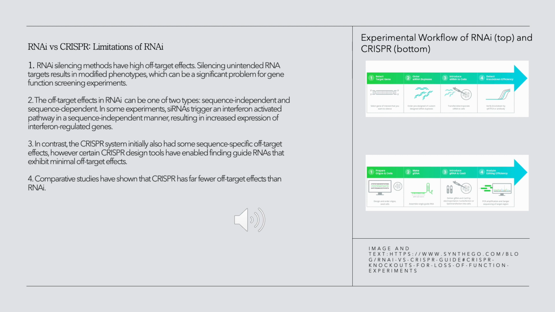In contrast, CRISPR systems, which we studied in Module 1, did initially have some sequence-specific off-target effects, but because CRISPR has been around for so long and because it is used so extensively, there are some CRISPR design tools now that have enabled finding guide RNAs that exhibit minimal off-target effects. Thus, comparative studies have shown that CRISPR has far fewer off-target effects than RNAi.